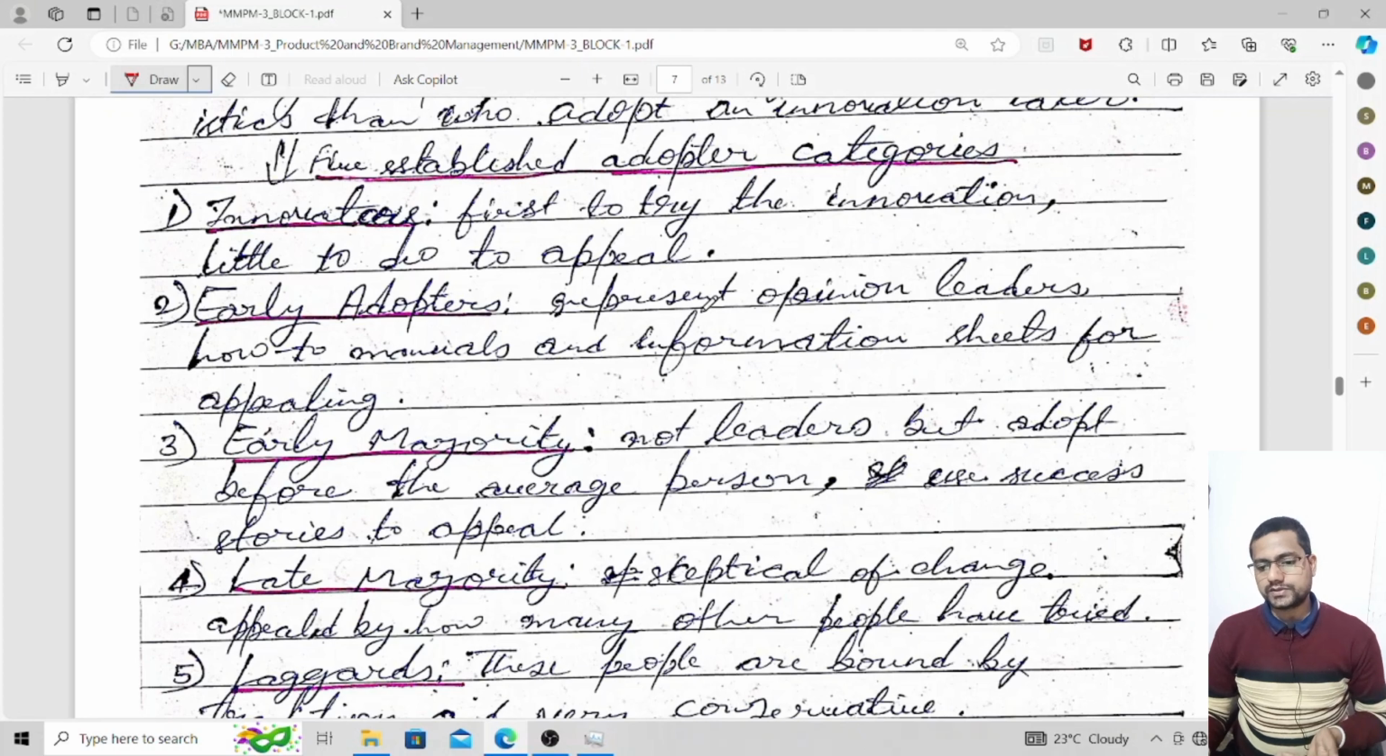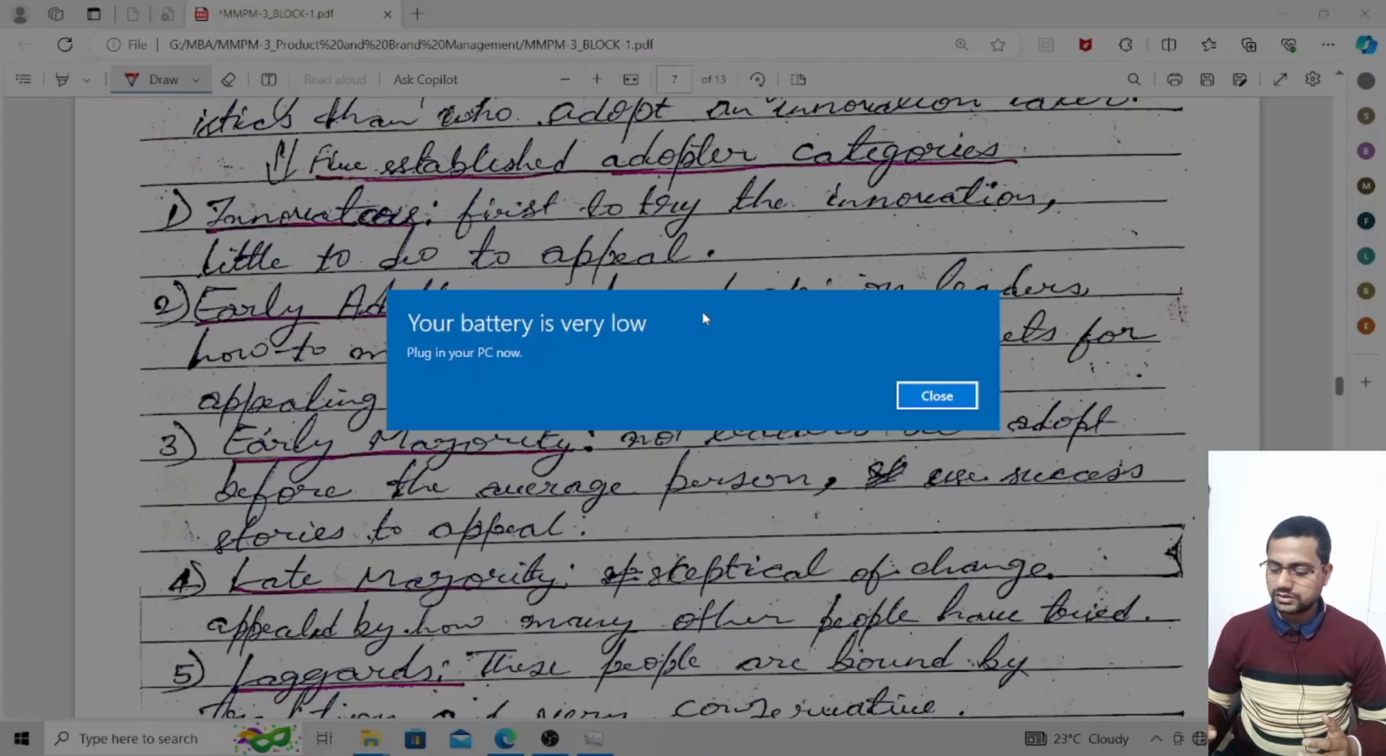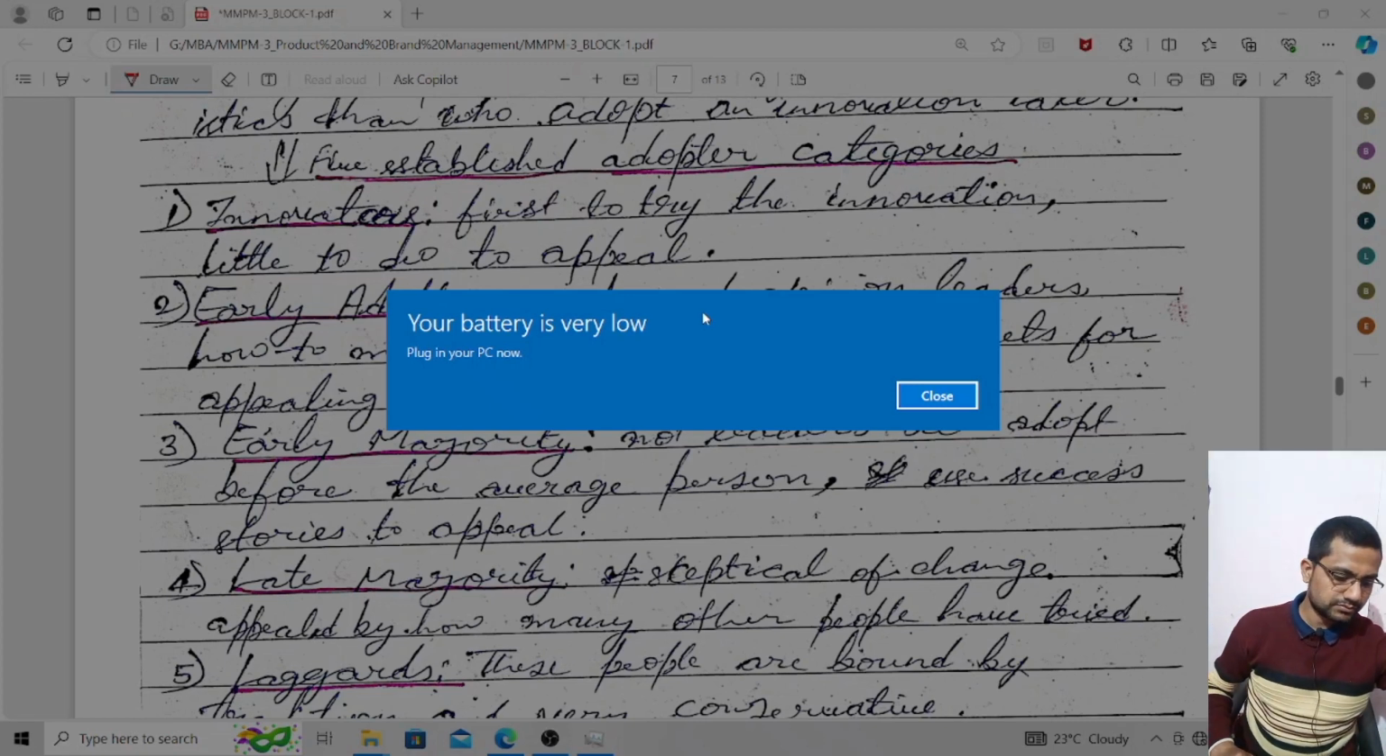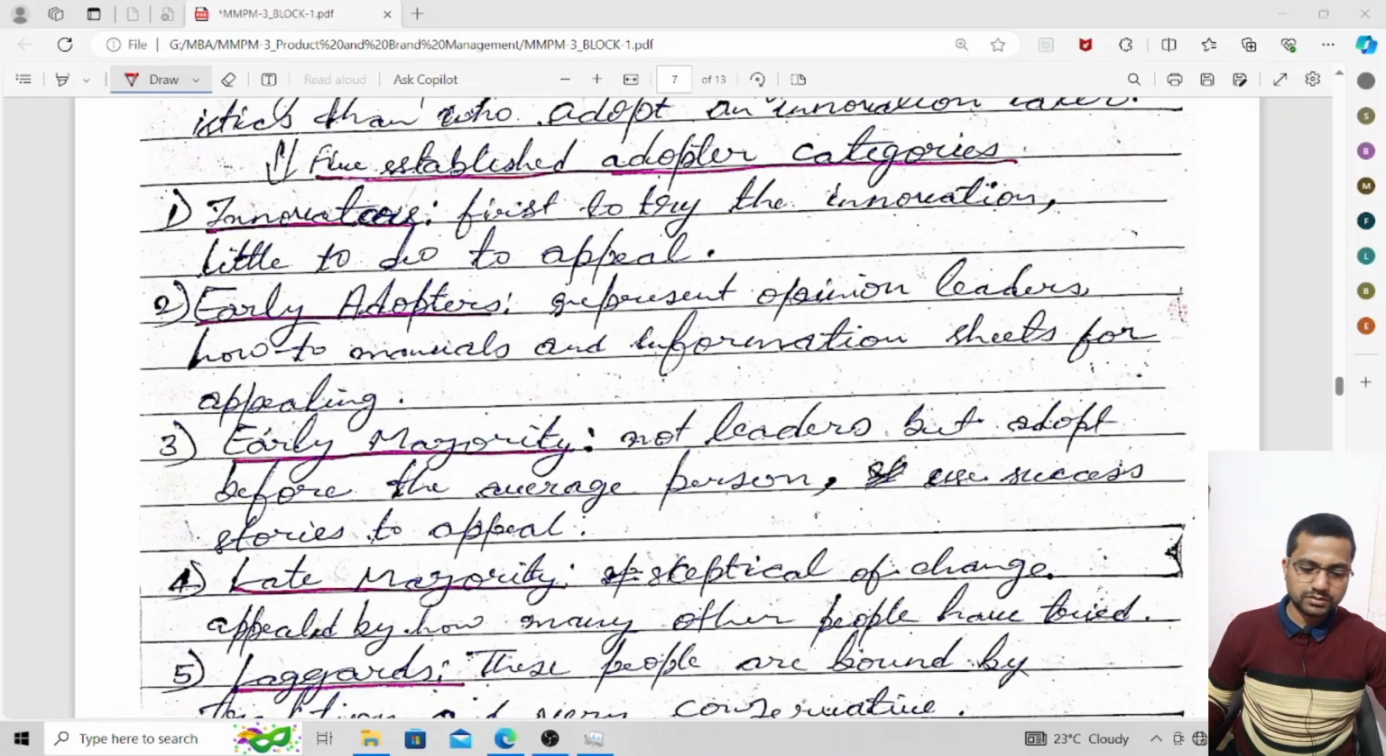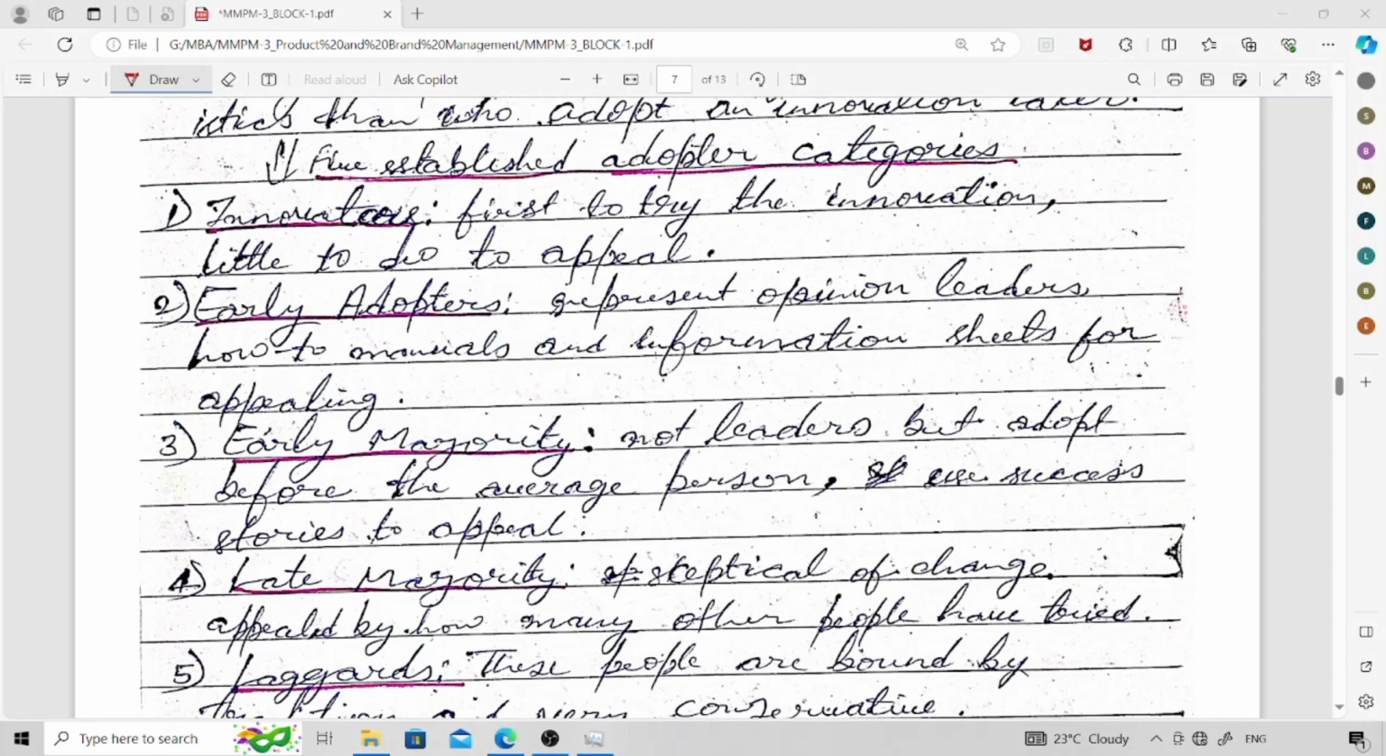Second, early adopters. Early adopters represent opinion leaders. How-to manuals and information sheets are appealing. Okay, early adopters represent opinion leaders, and if they have how-to manuals and information sheets, then they are more likely to use the product.